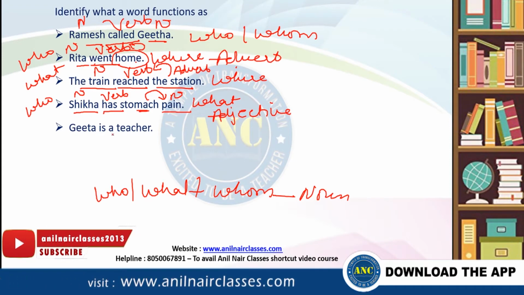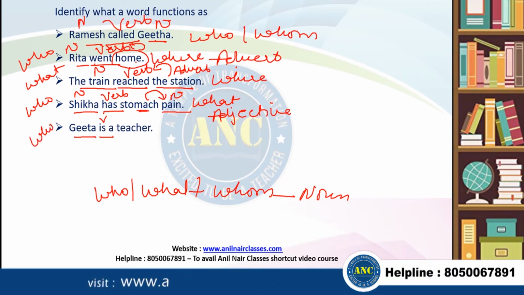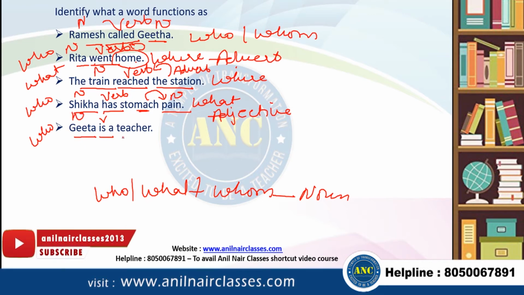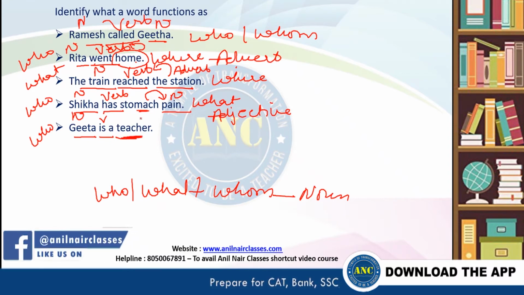Geeta is a teacher. So we'll have a look at is, a verb. So who is a teacher? Geeta. So we're getting the answer to our who question. Hence, Geeta is a noun. So Geeta is what? Is a teacher. So now we are getting the answer to the question what.